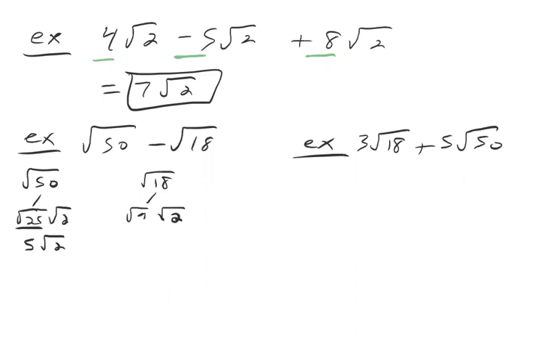That's a 50, not a 30. So this is square root of 9 times square root of 2, which is 3 square root of 2. And I'm subtracting those. 5 root 2 minus 3 root 2 is 2 root 2.